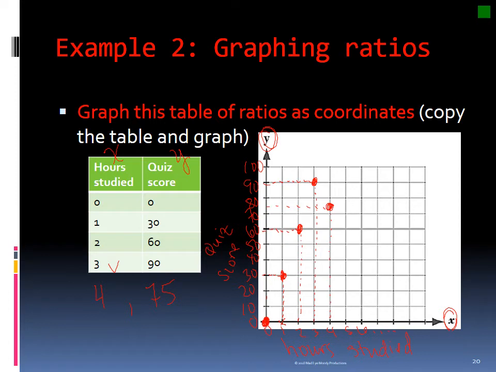Would that make sense? No, it wouldn't make sense because it's not an equivalent ratio. We can simplify down to the unit rate and it's not the same. So it's very important that you think about equivalent ratios here so that you can have graphs that make sense and fill in the tables correctly.